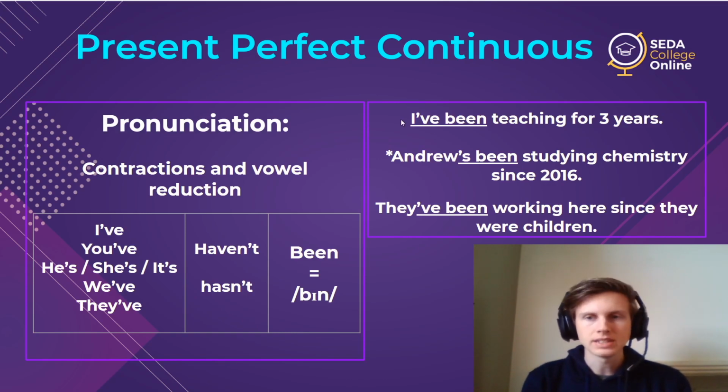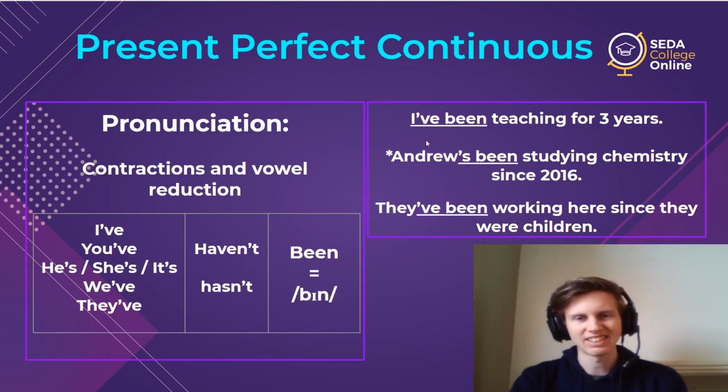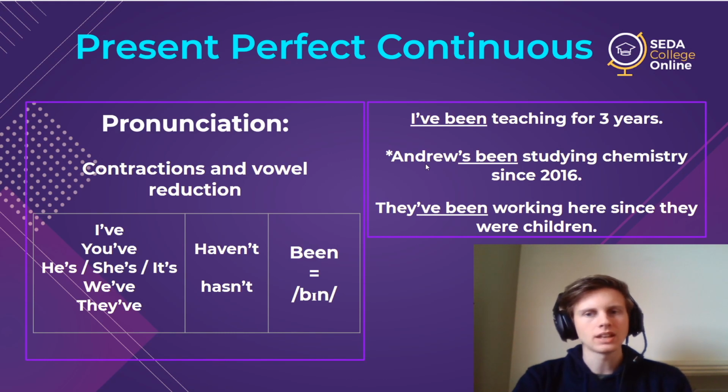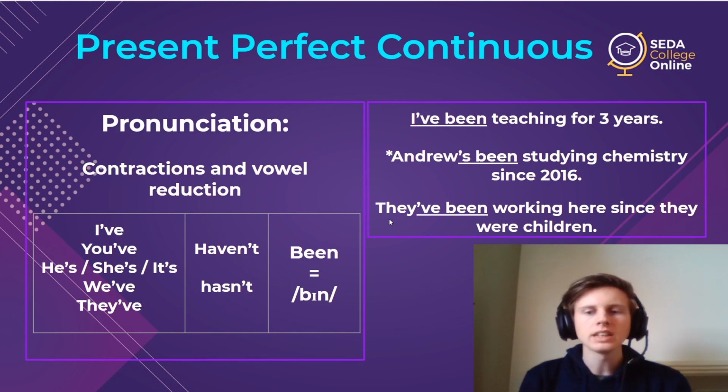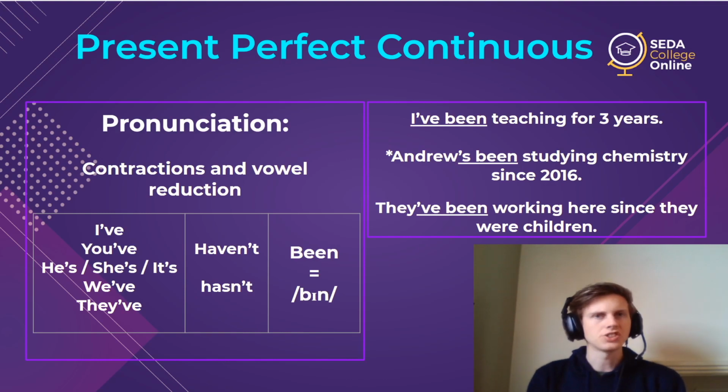So the first one, I've been teaching for 3 years. And then just the contraction, I've been. Okay, the next one. Andrew's been studying chemistry since 2016. All right, the contraction, Andrew's been. Okay, final pronunciation, big sentence. They've been working here since they were children. And now the contraction, they've been. Very good.